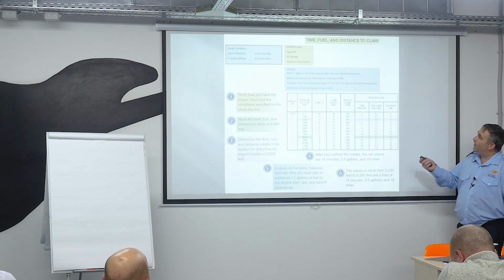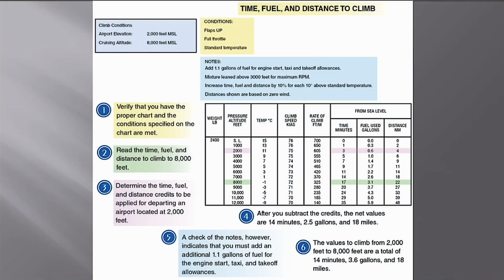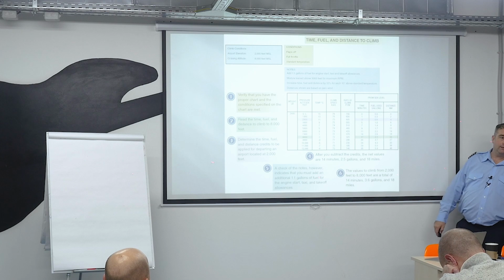This assumes zero winds. There's a lot of assumptions here. Number one, flaps up, full throttle, standard temperature. I add 1.1 gallons just to start the airplane, taxi it out there, and get ready to take off. Mixture leaned above 3,000, and then here I increase time, fuel, and distance for each 10 degrees above standard temperature, and it's based on zero wind.